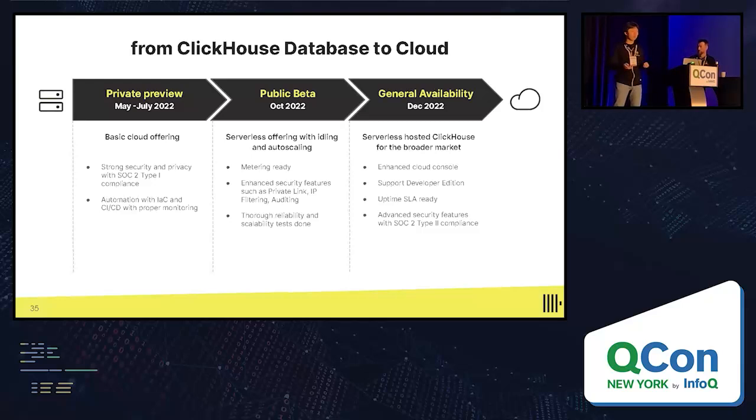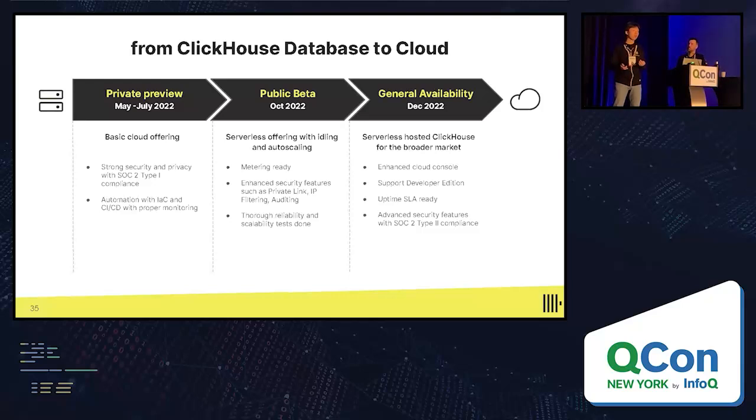For the private preview, since ClickHouse is already an open source database, there are already a lot of customers using ClickHouse. So we invited those existing customers of ClickHouse to try ClickHouse Cloud. So we built a basic cloud offering. This type of offering is limited in terms of functionalities. We don't have auto-scaling in place. We don't have metering because we are not going to charge customers for private preview, but we have all the other essential stuff in place.